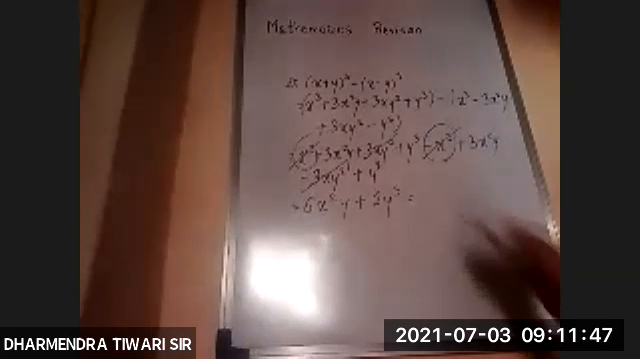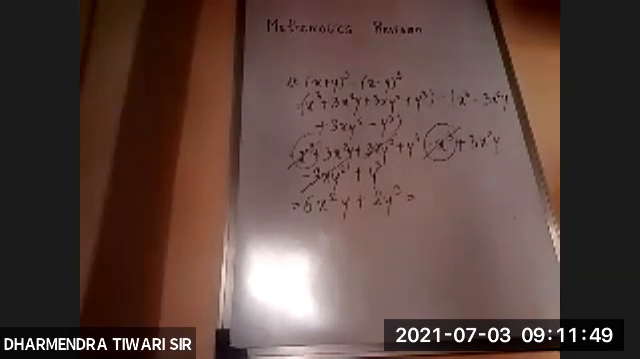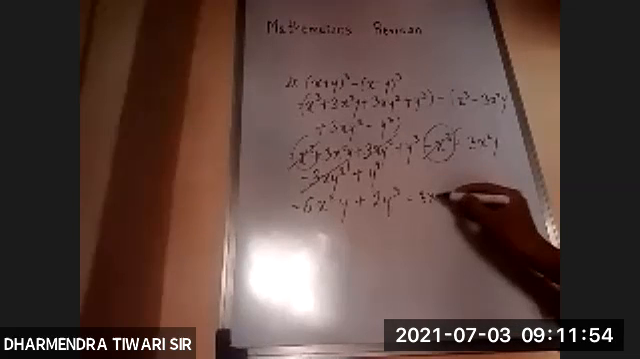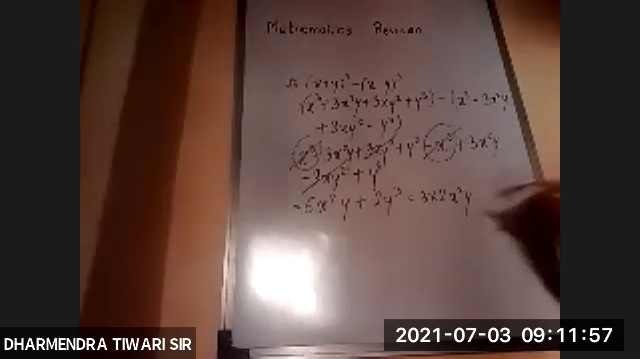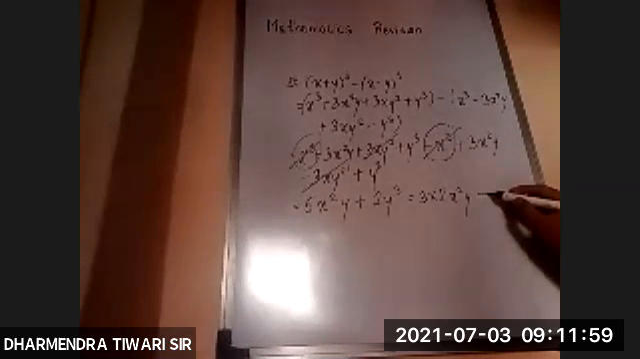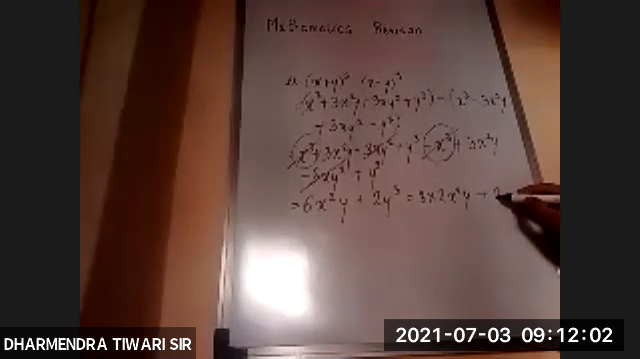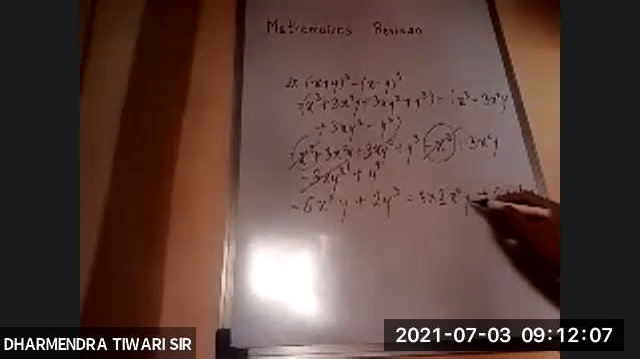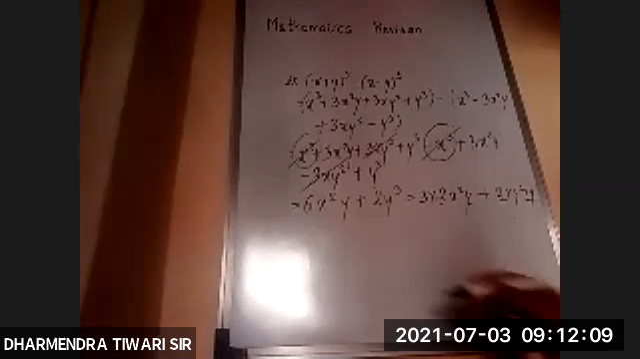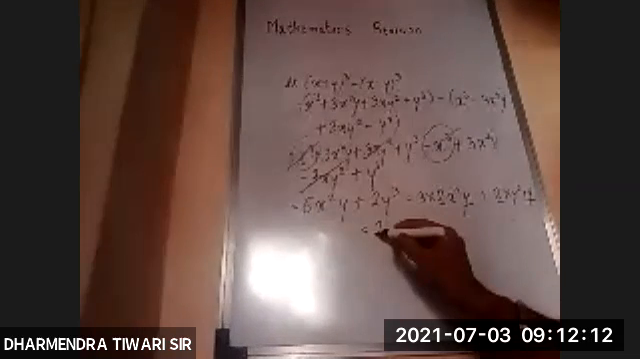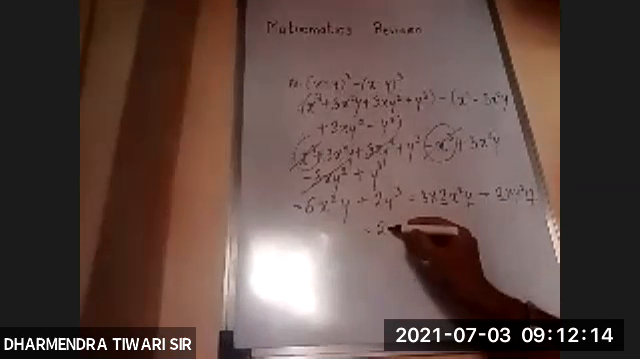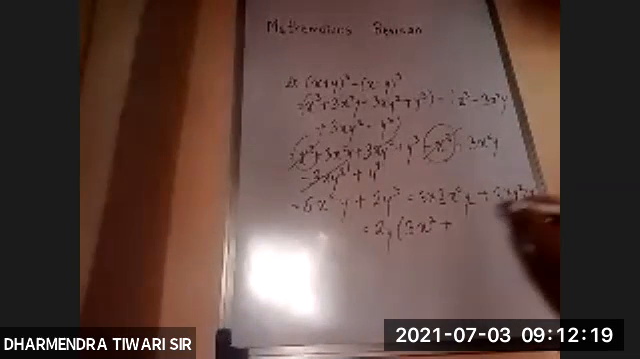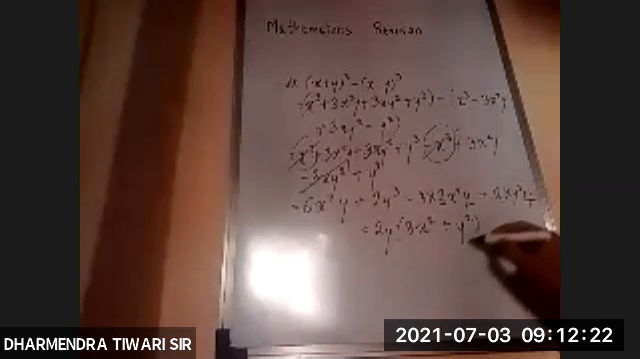Now you can see that if we split it, we can split it in the form 3 into 2 x square y plus 2 into y square into y. So 2 is common, y is common. So we can write this as 2y out. What remains? 3 remains, x square remains here, plus only y square remains. So this is the answer.